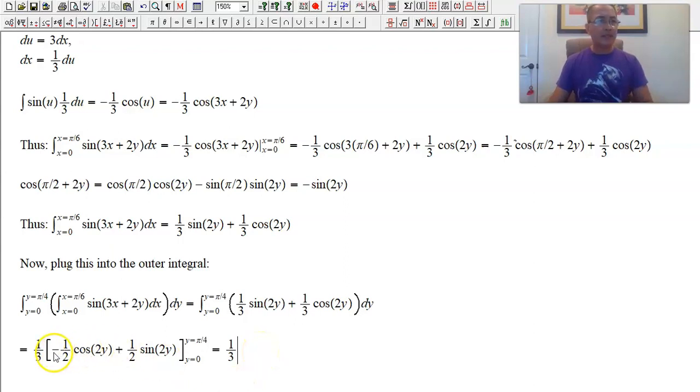All right, so let's plug in the upper values. Okay, so at y equals pi over 4, 2 times pi over 4 is pi over 2, and this is also pi over 2. Okay, and then when we plug in 0, cosine of 0 is 1. Okay, so it's going to be minus minus, it's going to be plus 1/2.